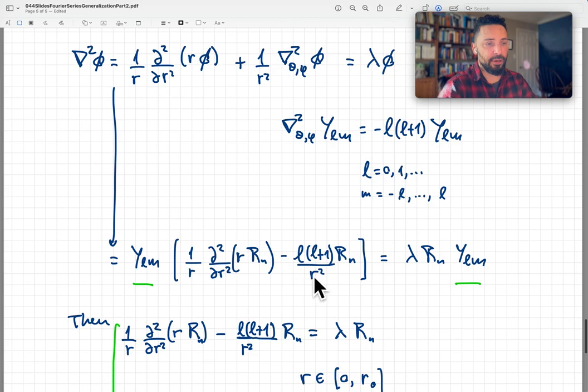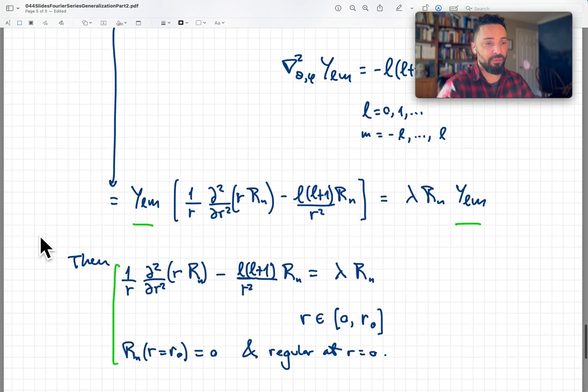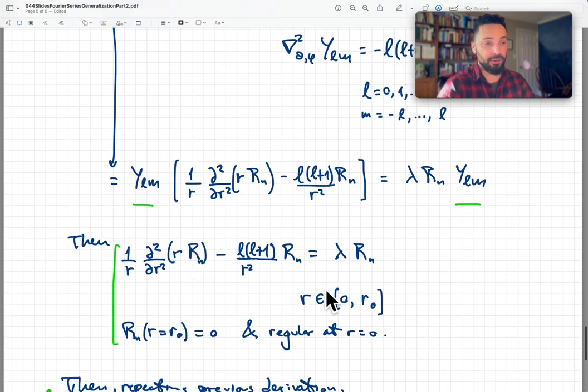And then when the angular part hits that part, you get the minus L plus 1 factor, so basically it factors out. Once you get that, it factors out of the problem. And on the right hand side, you get lambda times Rn YLM. So this part that I underlined here completely factors out. You can cancel it, and then you obtain an equation for only R sub n, the radial part.